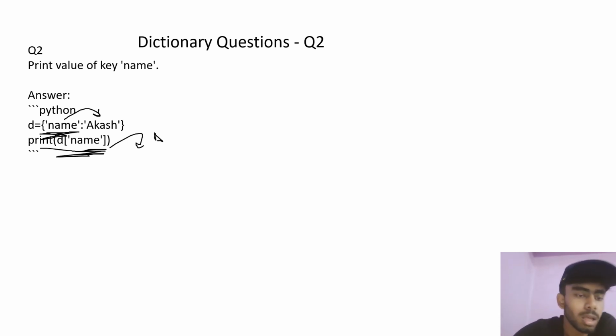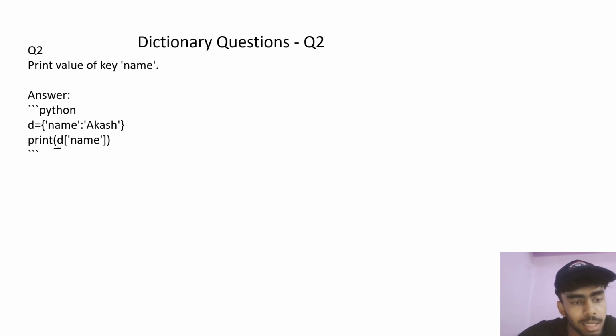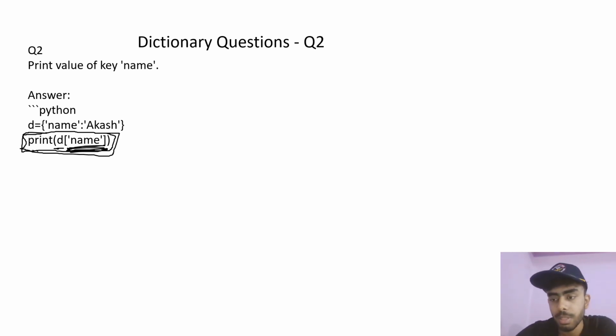Remember one thing also. When you want to print something from a dictionary, at that time you have to write that variable name and this square bracket and then your key name. So remember this, how to access or print your dictionary value. Okay. Now come to the next part.